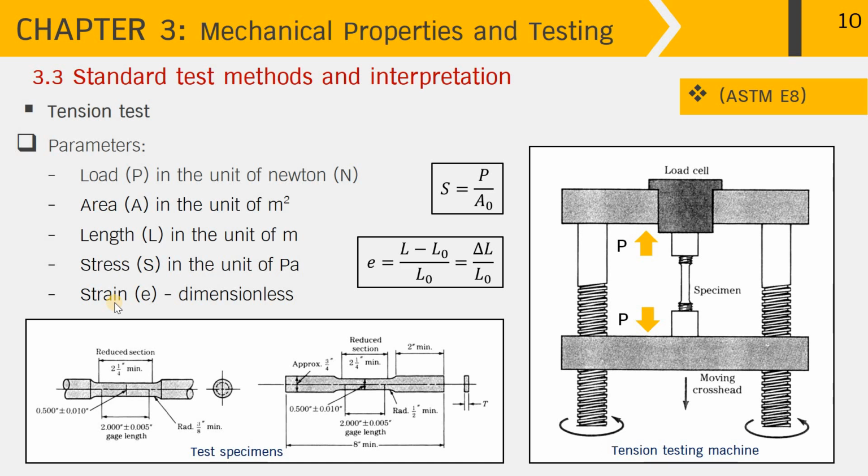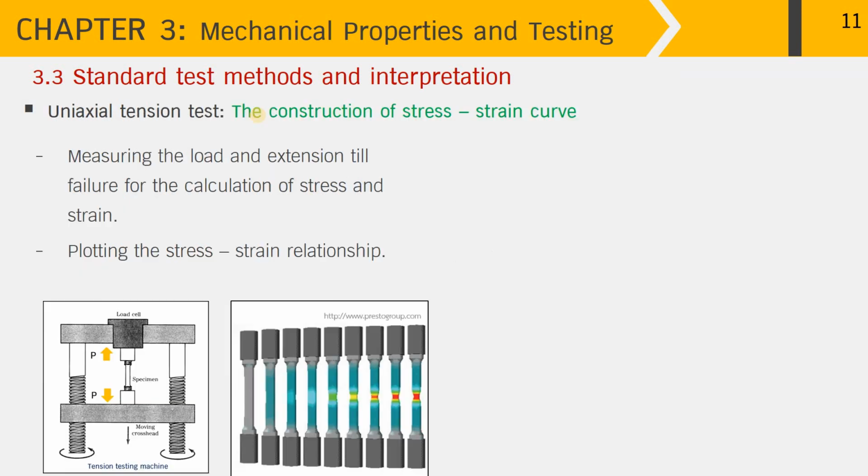The stress and strain can be obtained according to these 2 expressions, which is the engineering stress equals P over A naught and engineering strain equals delta L over L naught. And then the stress unit is the Pascal and strain is dimensionless. And for the construction of the stress-strain curve, it is obtained from measuring the load and extension while we're doing the test from the start to failure for the calculation of stress and strain. And then we plot the stress and strain relationship as I will show you here.